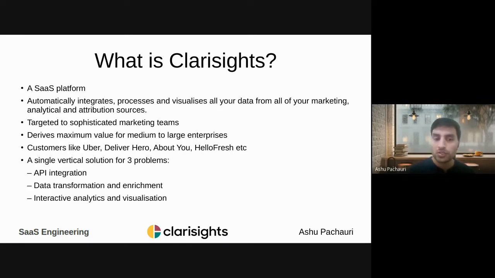So it's a single vertical solution to solve three problems. One is API integration to these data sources that I was just talking about. Then data transformation and enrichment. Basically, you can look at data on different axes. You can extract business-specific dimensions out of the data. And you can do interactive analytics and visualization on this data. What I mean by interactive analytics is that you can drill down into the data. You can slice and dice the data as and when you're looking at it. You don't have to run hour-long queries to generate insights. You can just click on the UI and you'll get your result within a few seconds.